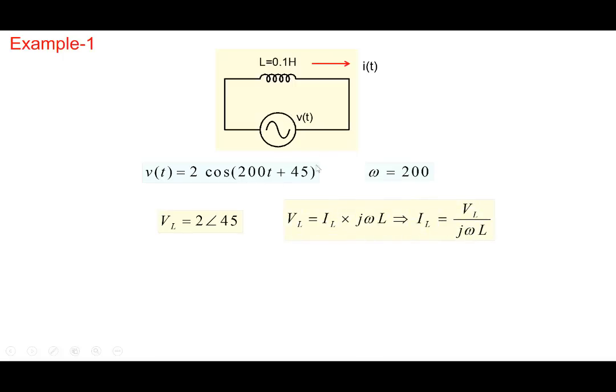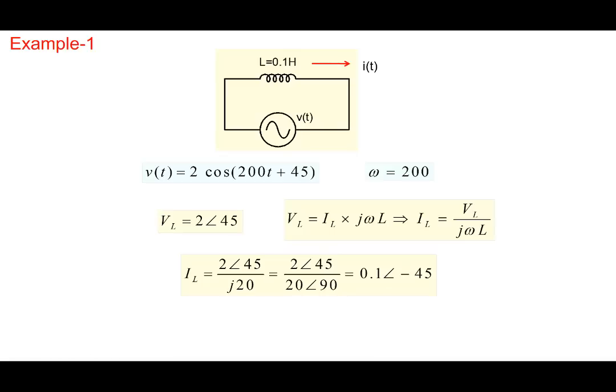And the voltage across the inductor, since we have only one inductor, VL will be equal to IL into j omega L. That's the relationship between phasor voltage and phasor current. So the phasor inductor current is IL equal to VL by j omega L. That will be 2 angle 45 divided by j20, if you put omega equal to 200 multiplied by 0.1, which gives us 20. So j20 is the impedance of the inductor, and we can write it as 20 angle 90. We divide the amplitudes and subtract the angles and we get 0.1 angle minus 45.